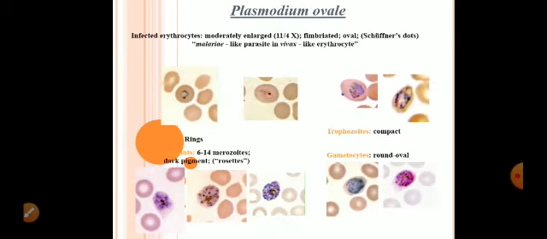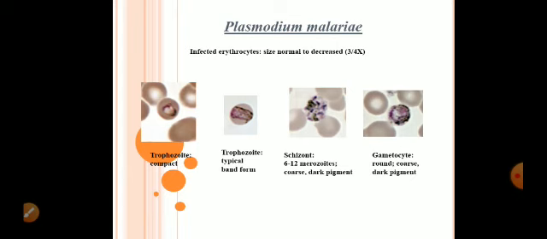Coming to Plasmodium ovale, infected erythrocytes are moderately enlarged, fimbriated, oval, with Schüffner's dots, ring forms. Trophozoites are compact, schizonts with 6 to 14 merozoites, gametocytes. These are Plasmodium malariae. The trophozoite is compact, with typical band forms, schizonts with 6 to 12 merozoites, and gametocytes.